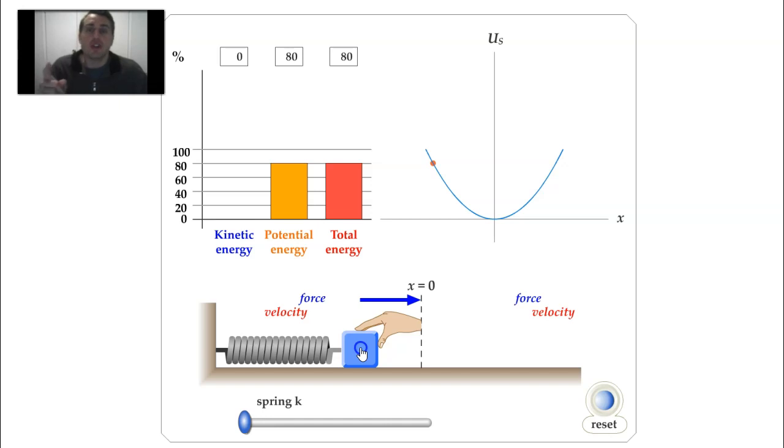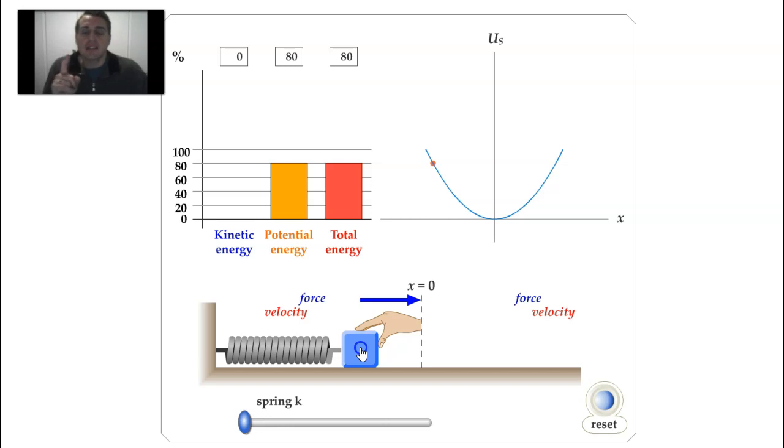And because the equation is 1/2 kx squared for the elastic potential energy, it won't matter if it's fully elongated or compressed. That'll be a positive potential energy. And it won't matter if the mass is moving left or right. The velocity is squared, and so as a result, we should have a positive potential energy. So let's release it.